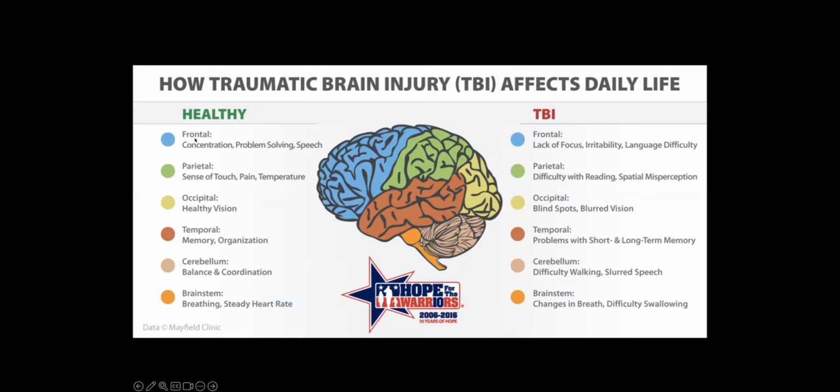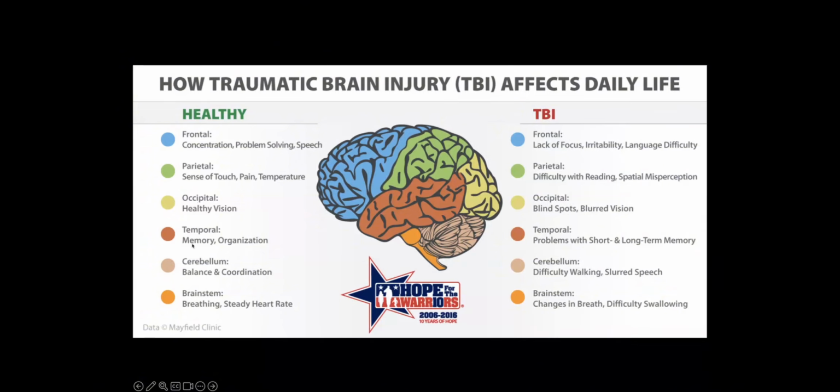And so the frontal lobe is important in focusing on concentration, problem solving, speech. If there's a traumatic brain injury injuring the frontal lobe, there can be a lack of focus, irritability, and language difficulty. The parietal lobe, a very important part of the brain that's affected in Alzheimer's disease, subsumes the sense of touch, pain, temperature, but it also integrates visual, spatial information into cognitive function. And so if there's a parietal lobe injury, one can have difficulty with reading and spatial perceptions. Occipital lobe damage can impair vision, which can lead to blind spots and blurred vision.